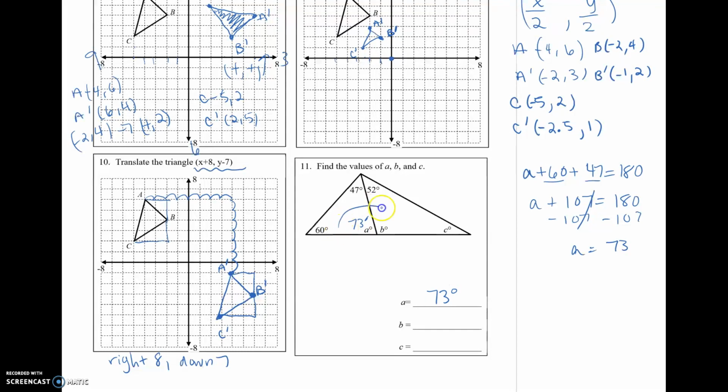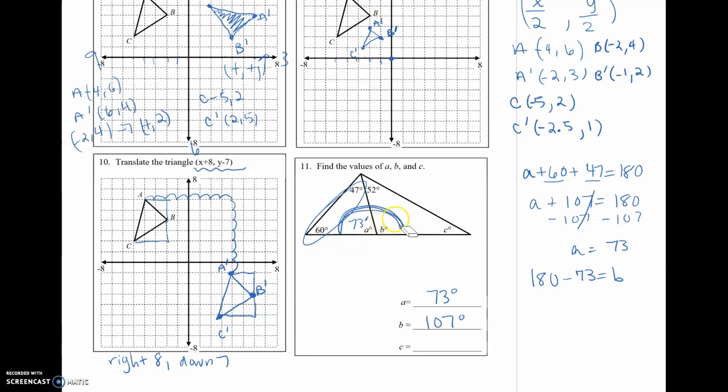And then we have a linear pair here. Or I could think of B as being the exterior angle, so it's going to be the sum of these two angles. No matter how I think about it, if I think of the linear pair, 180 minus 73 should give us B. So for B, we should get 107.